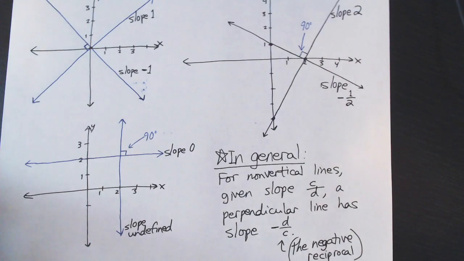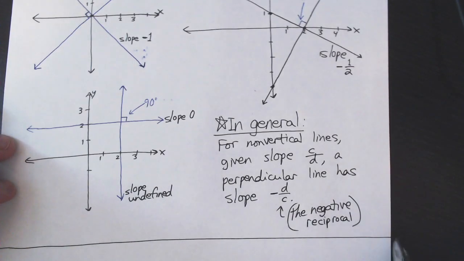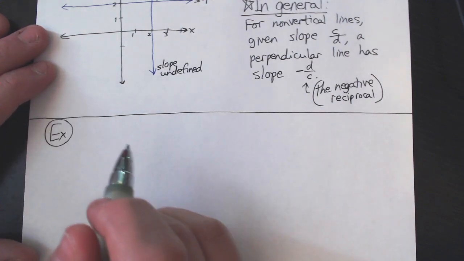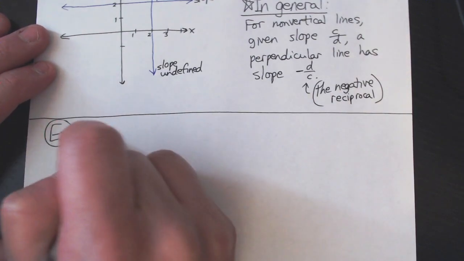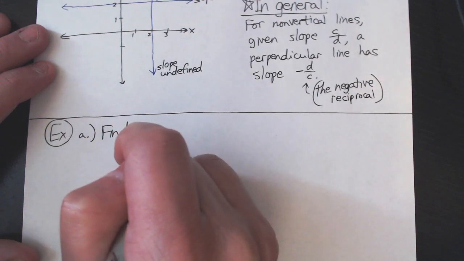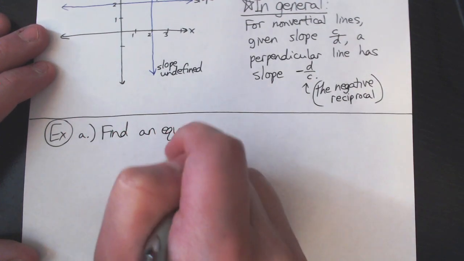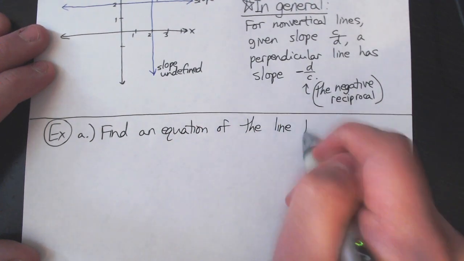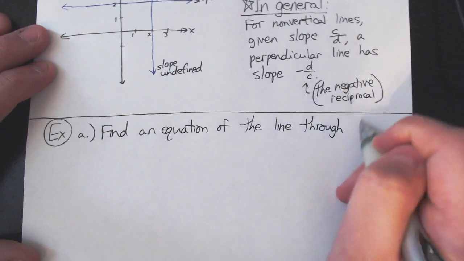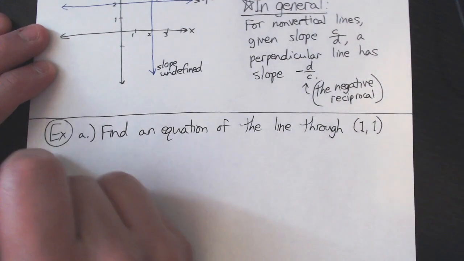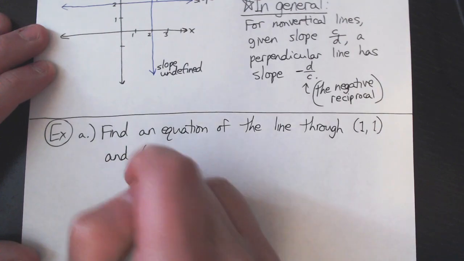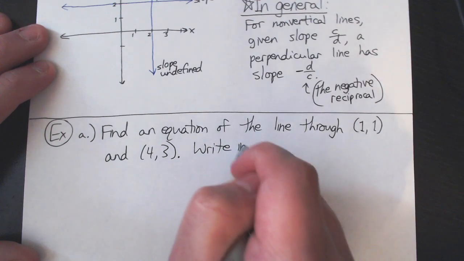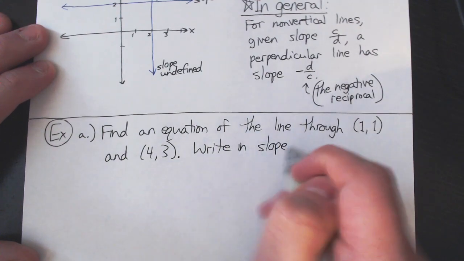So let's do an example problem. I'm going to give you a problem with 2 parts, and I'm going to ask you to try this. Find an equation of the line through (1, 1) and (4, 3). And I'm going to say write in slope-intercept form.